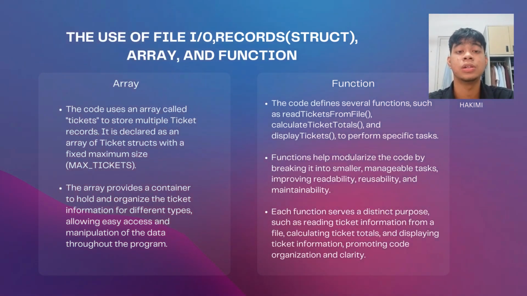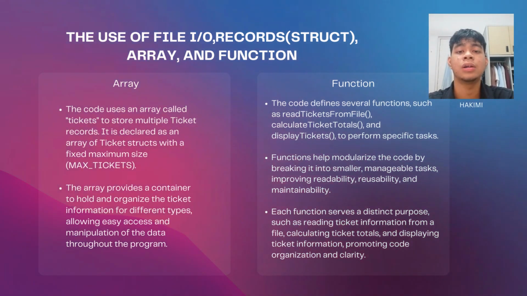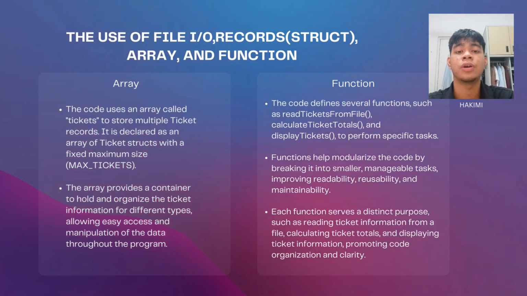Lastly, functions. The code defines several functions such as read ticket from file and display ticket to perform specific tasks. Each function serves a distinct purpose, such as reading ticket information from a file, calculating ticket total, and promoting code organization and clarity. That's all.